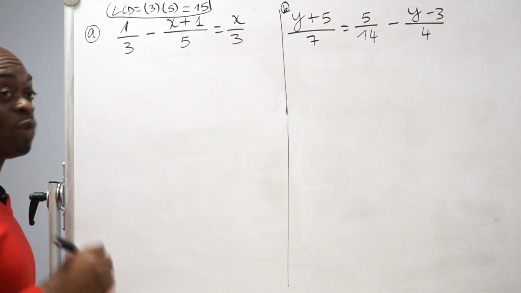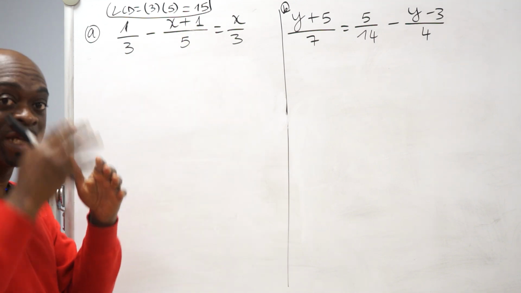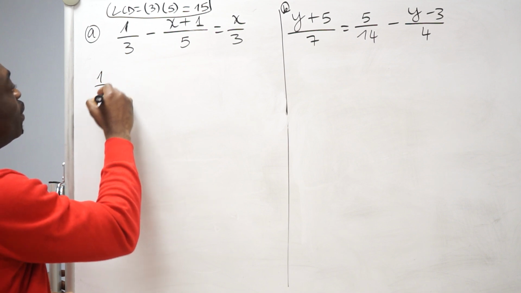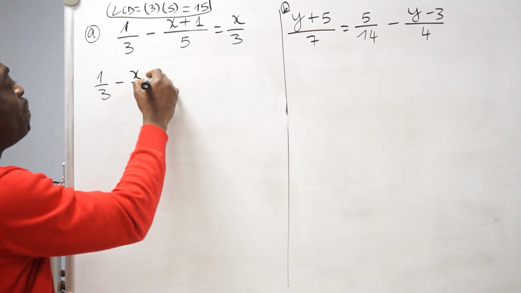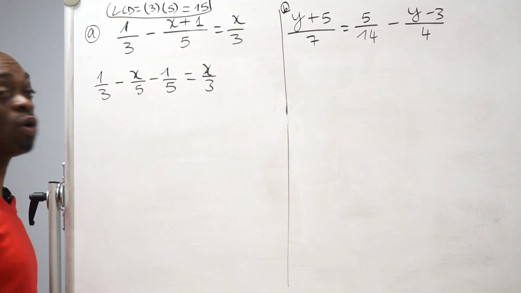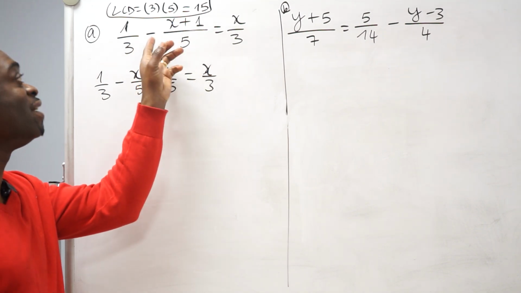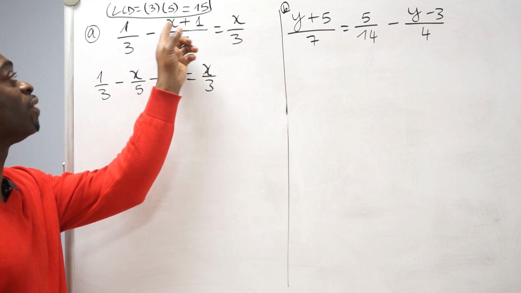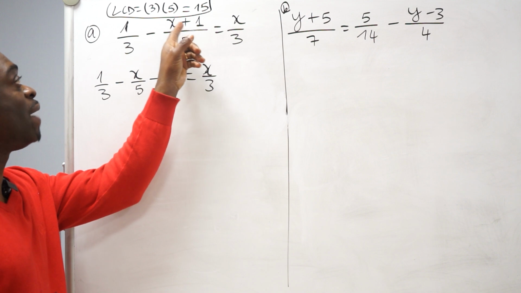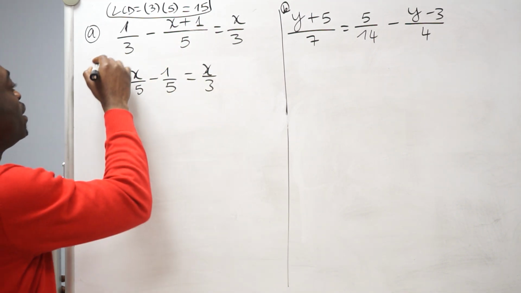But before we do that, there's one more thing we need to talk about very quickly. Having this fraction here that has two terms on the top, we can split it in two, right? So we end up with 1 over 3 minus x over 5 minus 1 over 5 equals x over 3. Once we split it, don't forget that we have a subtraction sign in front of this whole fraction, so we change the signs on the top to the opposite. Positive x becomes negative x over 5, and positive 1 becomes negative 1 over 5. Very important, because a lot of people make this mistake. So let's go for it.